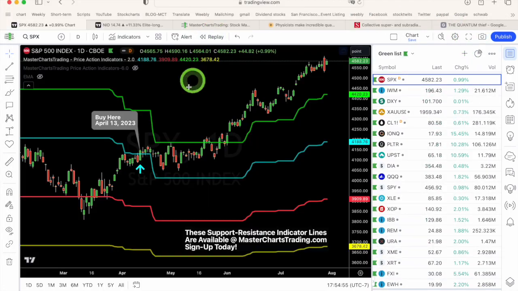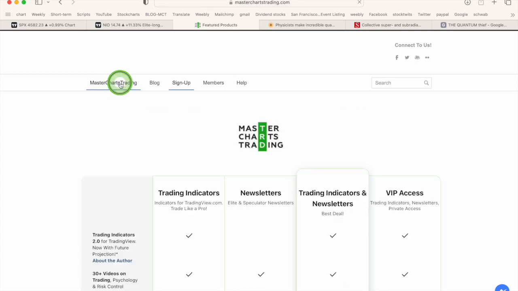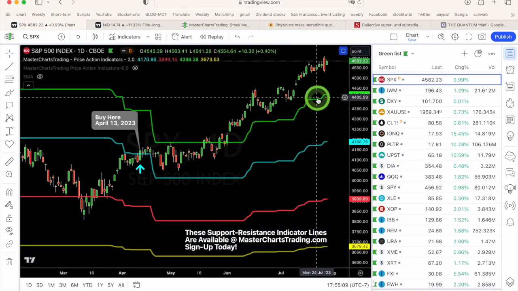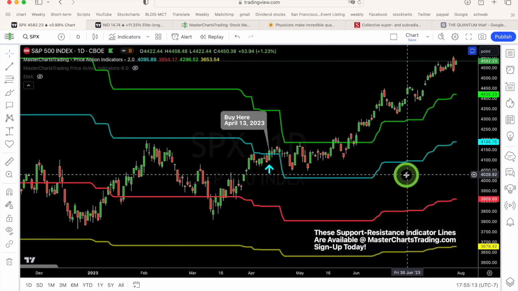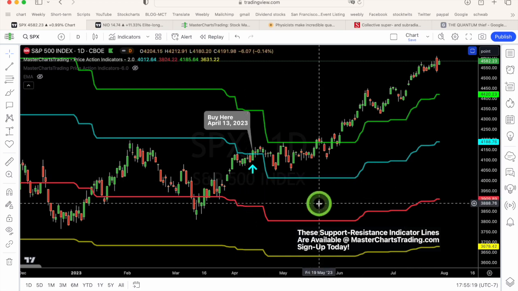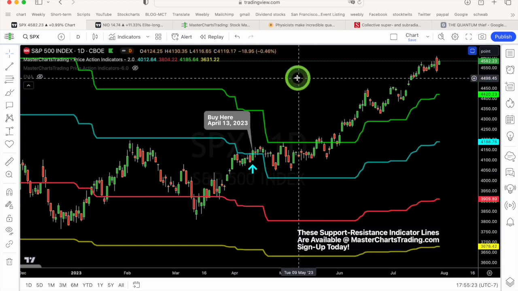Let's get started. Throughout the presentation, I will be using my proprietary MasterChartsTrading.com price action indicators. You can sign up for those by going to the link in the description and following instructions. You can see them on this chart. These are green, blue, red, and yellow lines. They're used for trading and for determining if the security is in an uptrend or downtrend, also as support and resistance lines.